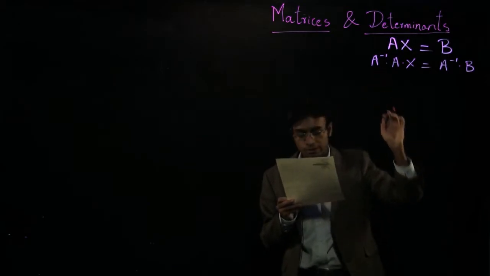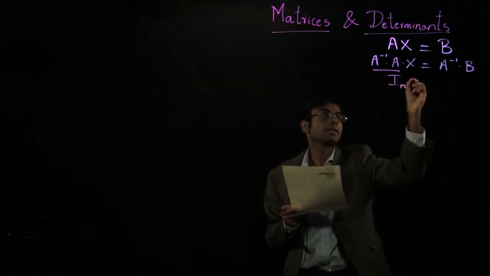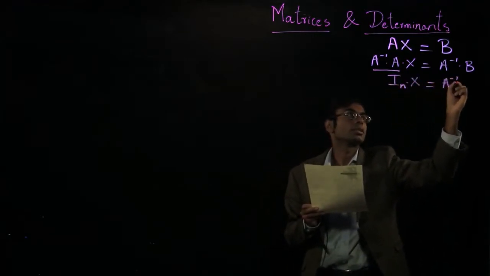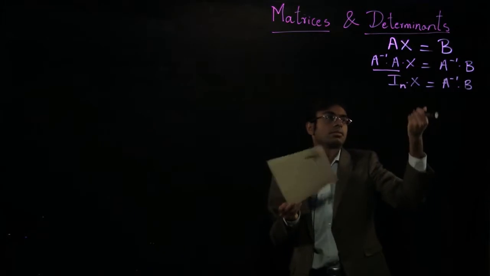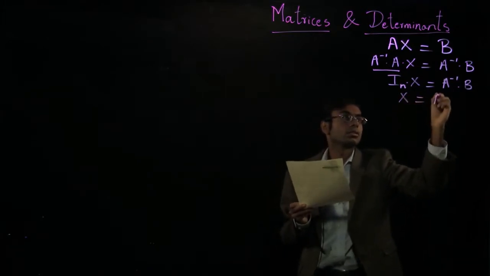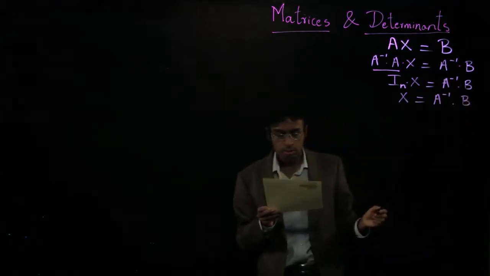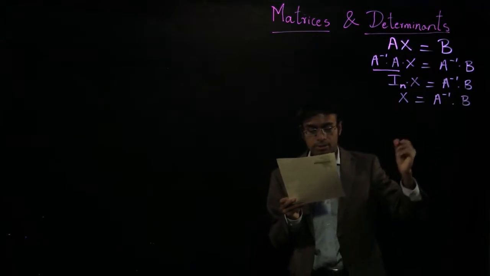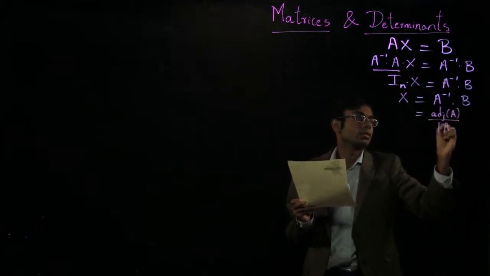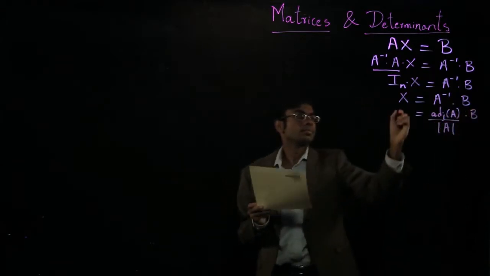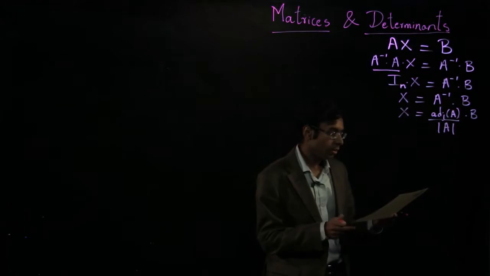And provided A inverse exists, then you will recognize this part, A inverse times A, as the identity matrix of order n, equals A inverse times b. And any matrix multiplied by identity is just itself. So that gives us the solution A inverse times b, provided A inverse exists. So that is adjoint of A over determinant of A times b. So this is the method to find the solution of a set of linear equations in n unknowns.